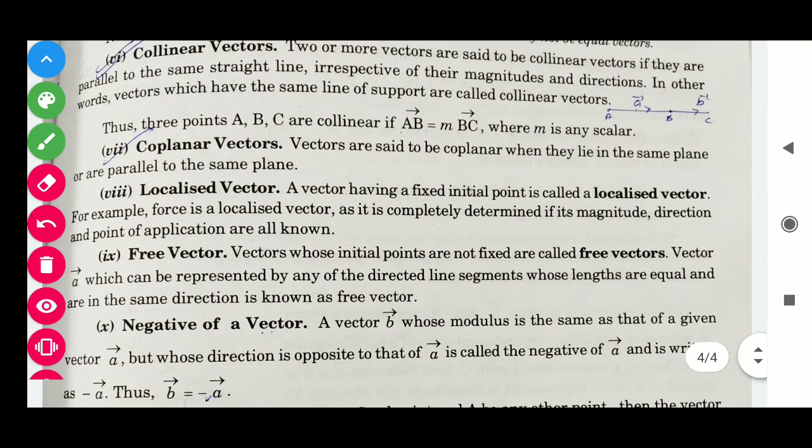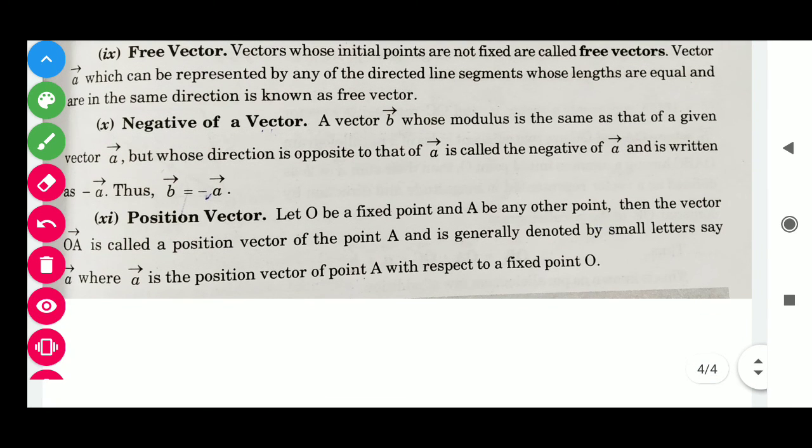Now, next one is the negative of a vector. This is very easy. A vector B whose modulus is the same as that of a given vector. Students, suppose we have the same length of two vectors but opposite in sign, then that is the negative of the given vector. In this way, both are the same but only opposite in sign. So this is called the negative of a vector.